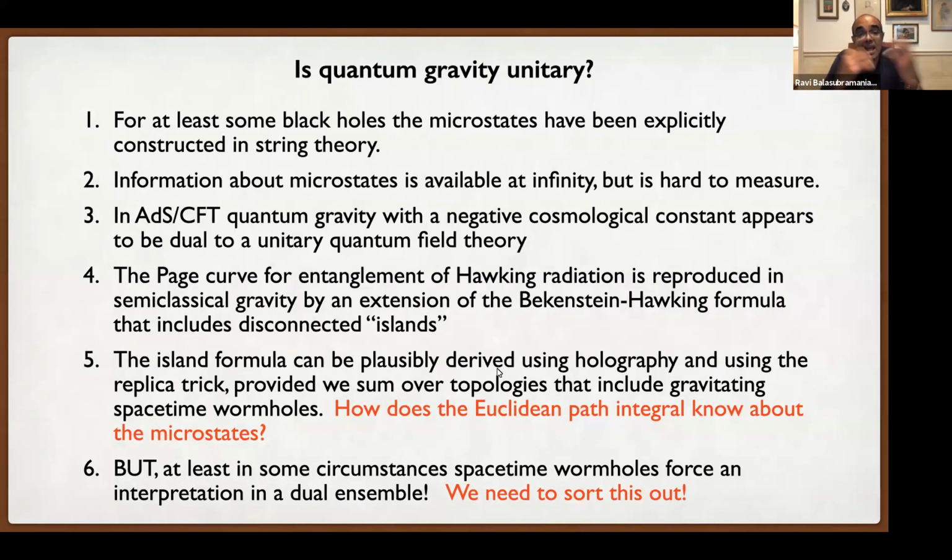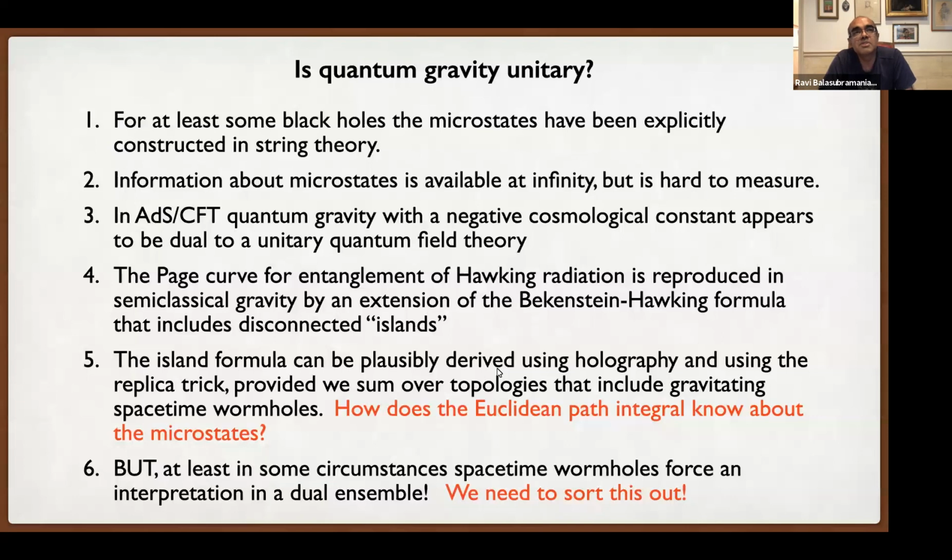So then that raises a question. How does the Euclidean path integral know about the microstates in order to be able to recover the unitarity of the Page curve? How does the Euclidean path integral know about the finite dimension of the Hilbert space, if nothing else, sufficiently well in order to be able to recover the Page curve? But then at the same time, as we just said, in some circumstances, the space-time wormholes seem to force an interpretation of dual ensemble, and that's definitely in tension with saying that there's a unitary description of the system.